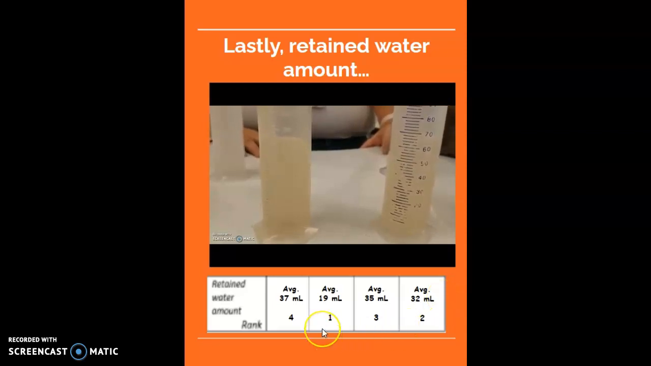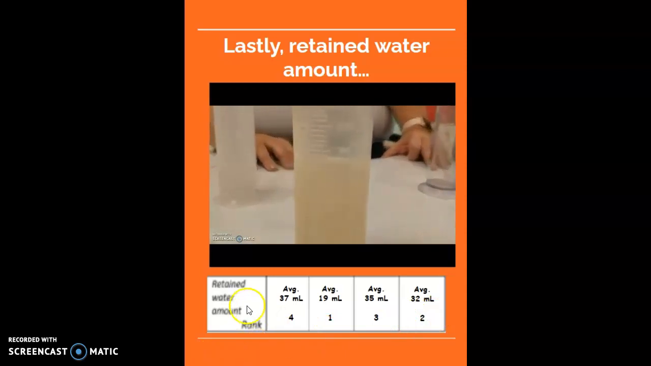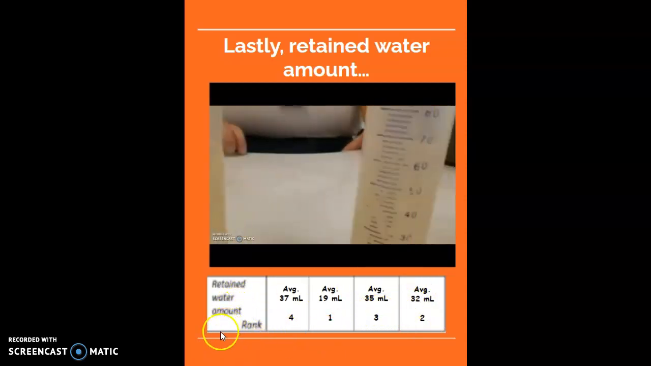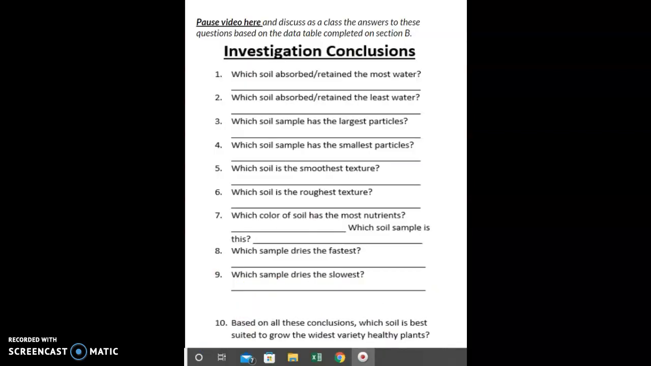So then I just ranked these from the lowest number to the highest number. So go ahead and make sure you have this information written down in the retained amount water section of your chart. The next section is section A, the investigating conclusions. So we're going to pause the video here so that this will be on the big screen and we can do this part as a class, and the teacher will read through each one and we'll discuss these answers and you will fill them in on your paper.